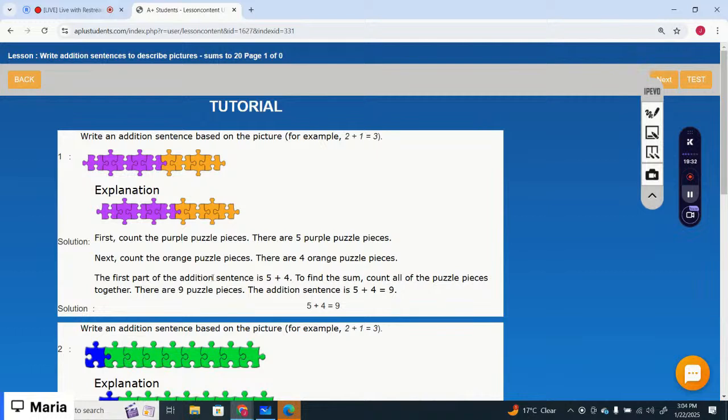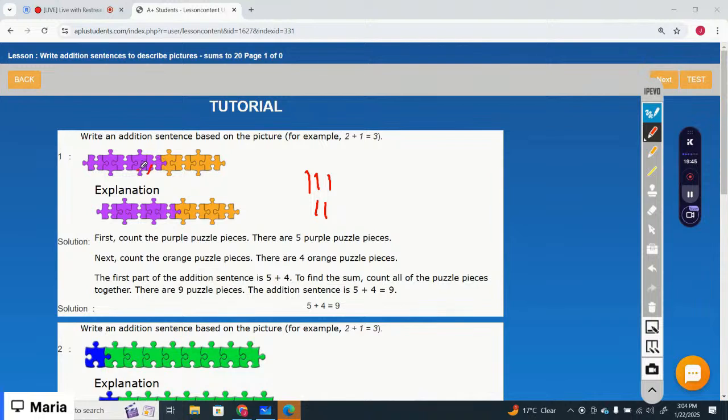Write an addition sentence based on the picture. So you can see we have the puzzle pieces of two colors, purple and orange. Let's just count the purple one. We have one, two, three, four, five of them are purple. And then one, two, three, four of them are orange. So together they make 5 plus 4 equals 9. That is the addition sentence you have to write.